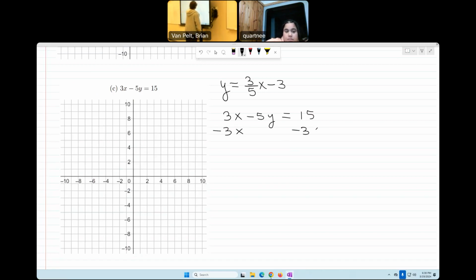Now, I can't combine the 3x and the 15, so they just live like this for a minute before I finish this. Now what do I have to do next? I want y by itself. What do I have to do to make y by itself? That's -5 times y, so I want to divide by -5. That way these cancel.